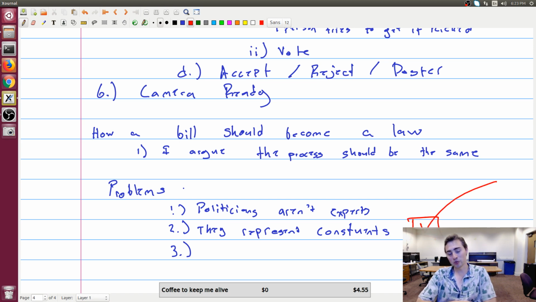I get that. So the problem is that they represent constituents, and they don't represent the United States. Does the solution remove the ability to revise a bill in the House and Senate? Well, I mean, that's ideally what this... So, okay, what's problem number 3?